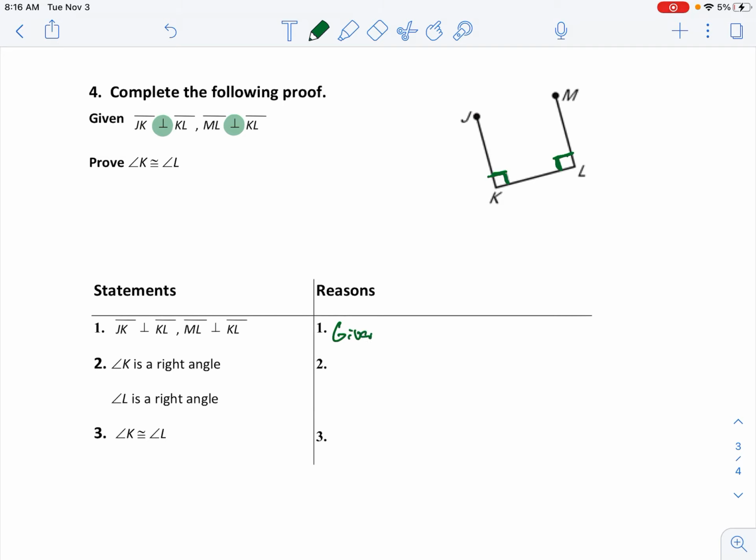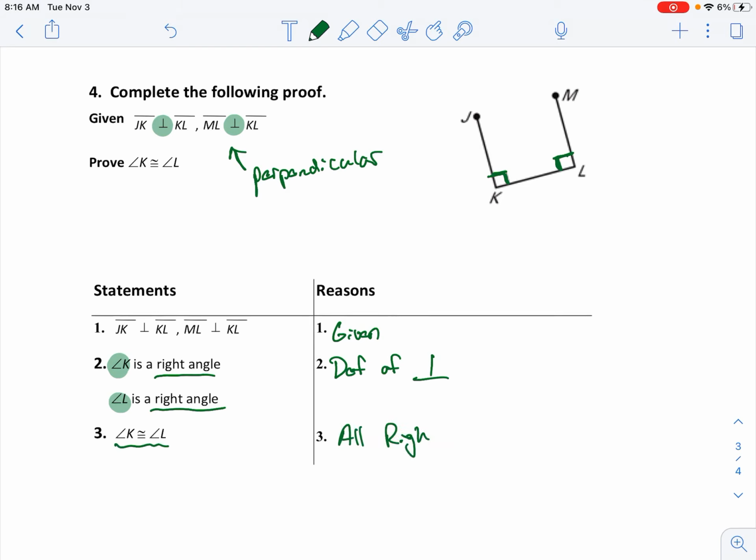So statement number 1 just brings in that given information. Remember, always be given. And then it says angle K is a right angle and angle L is a right angle. Well, we know this because this means perpendicular. And what it means to be perpendicular is to intersect to form a right angle. So I'm going to say definition of, and I'm going to put perpendicular like this to save my time. And if angle K and angle L are right angles, well, we learned that they're going to be congruent. Why? Because all right angles are congruent. All right, and that actually finishes it up.